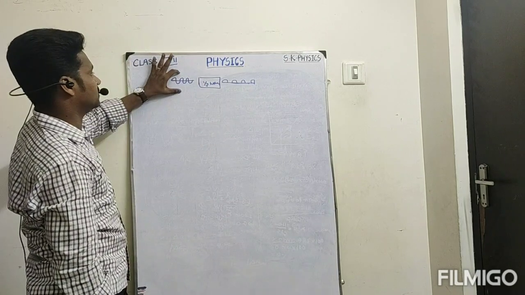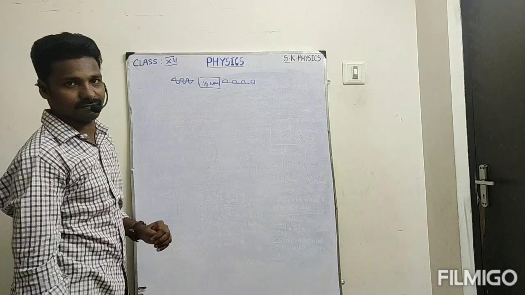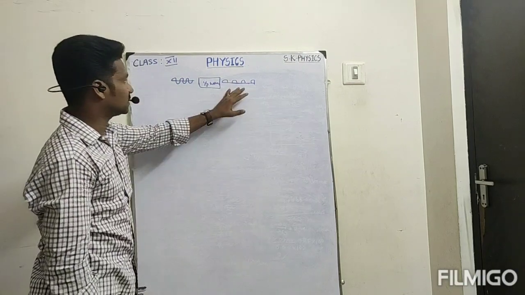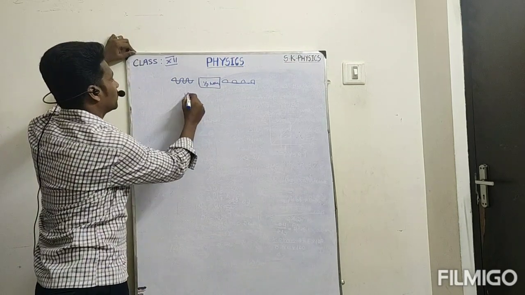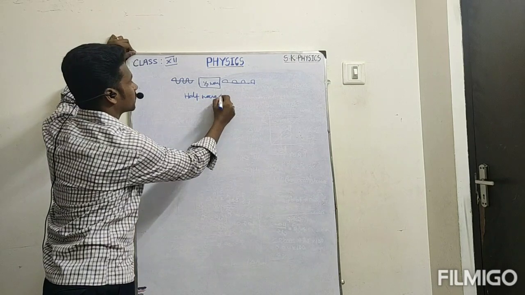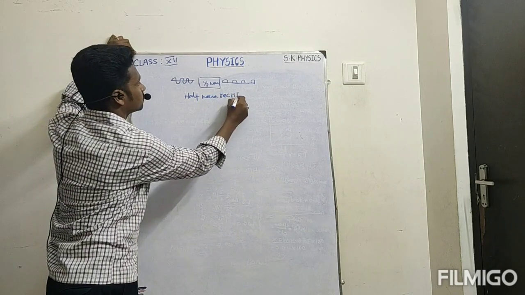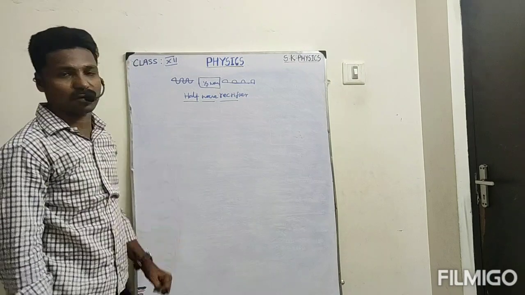So this is AC, the input is AC, but the output is converted to DC. Not only that, it is half of the wave only, so it is called a half wave rectifier. Half wave rectifier. So now we are going to discuss the half wave rectifier only.